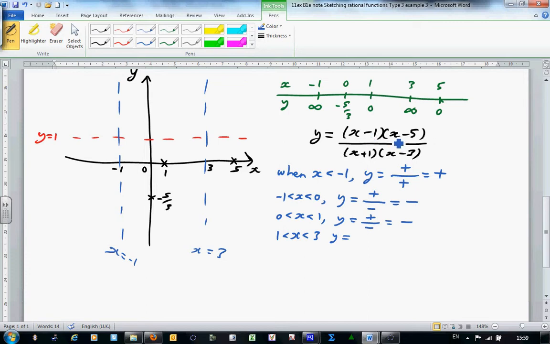3 to 5 is the next section. Let's have a look at y. Let's choose 4. 4 take away 1, positive. 4 take away 5 is negative. Positive, negative is negative. Choosing 4, 4 plus 1 is 5. 4 take away 3 is 1. Positive, positive, positive, positive, which again gives us a negative between 3 and 5. Let me just check that.